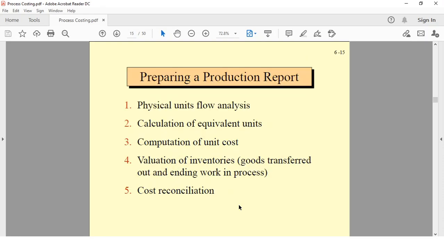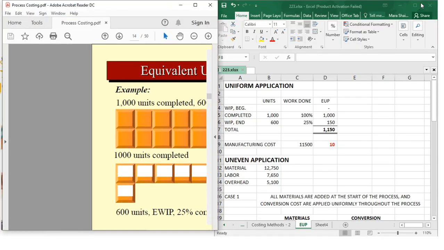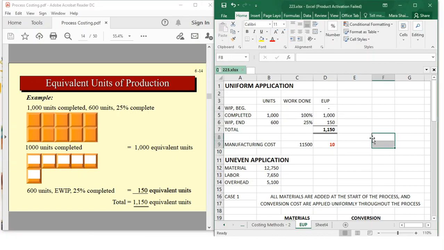So, before we proceed to weighted average, let us go back to our EUP concept. In EUP, there are two applications or elements in computing your EUP. You will use the EUP to get your unit cost. So again, the EUP is what you will use to get your unit cost.